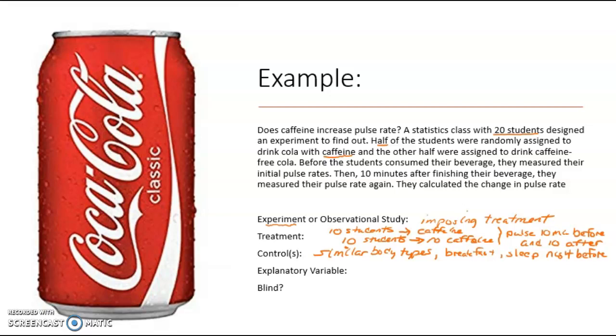All right, explanatory. So what are you actually changing? That's going to be cola with caffeine. And then, could this be blind? Could you put these in little cups and distribute them to your students so they don't know which one's which? Absolutely. And for that matter, you could run it as double blind.